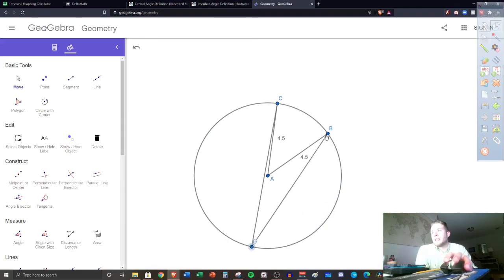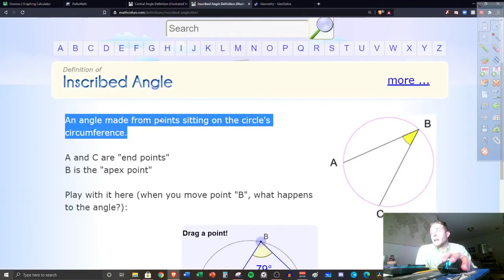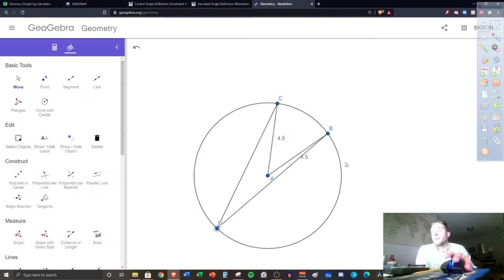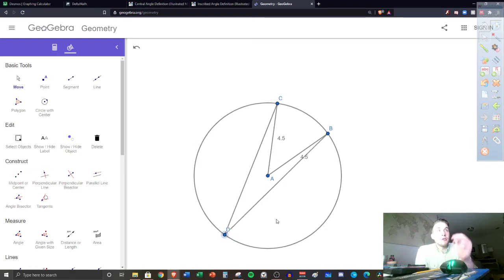We'll call this the arc CB here, but we have an inscribed angle that we've created because all the points are on the circle. Here's our definition: an angle made from points sitting on the circle's circumference. We're going to call the outside of the circle, that edge of points, the circumference, and this is sitting on there. And then we have our central angle. So we have created both.